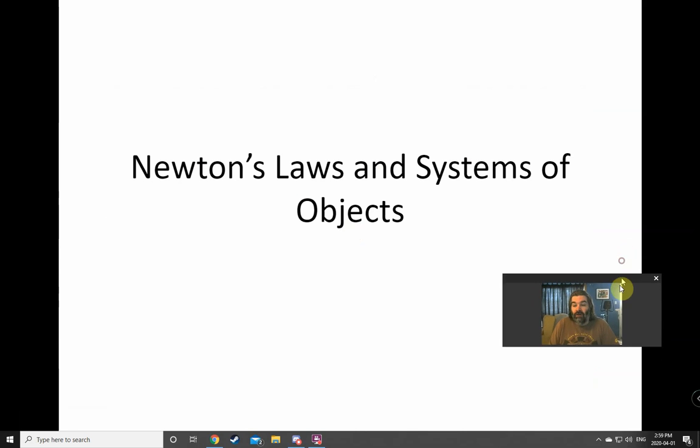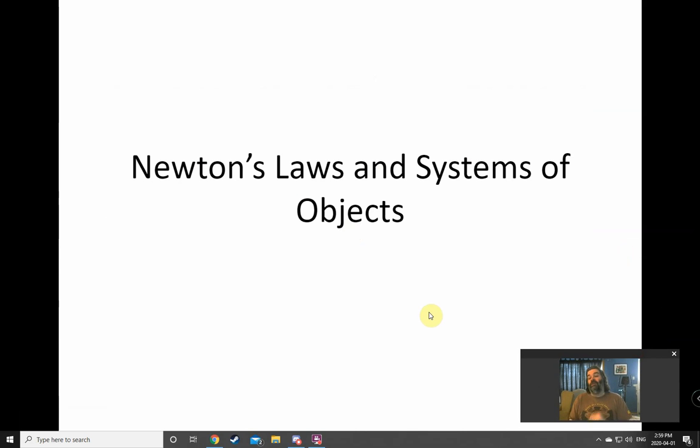So, Newton's laws and systems of objects. Up until now, we've only looked at one object. What we want to do now is look at what if there are multiple objects? What if one object is pushing another? And that's where we're going for the rest of this unit.